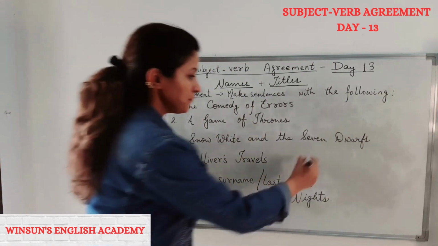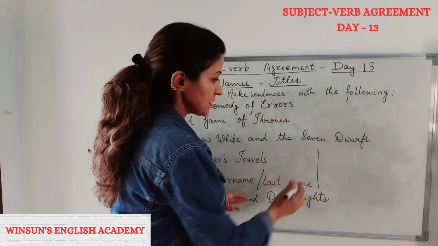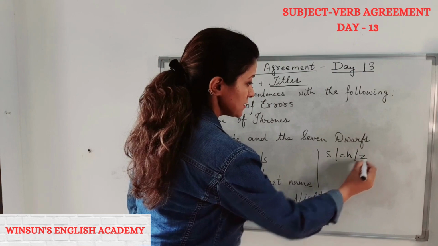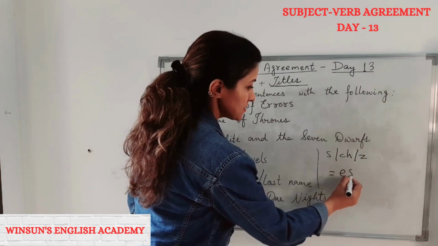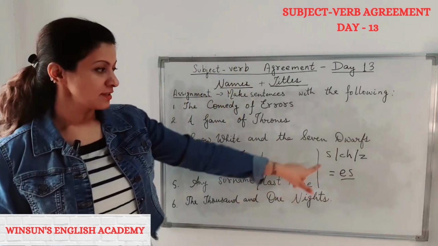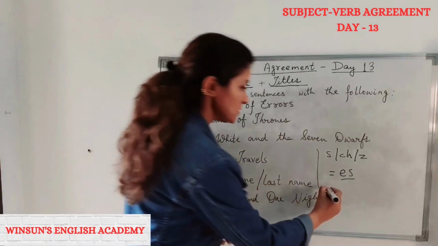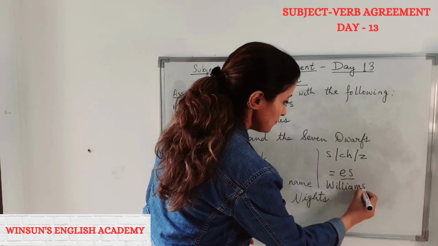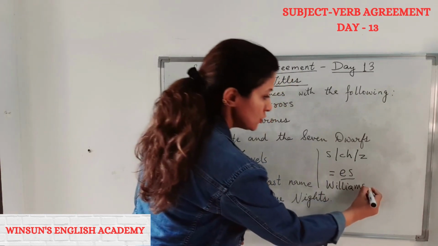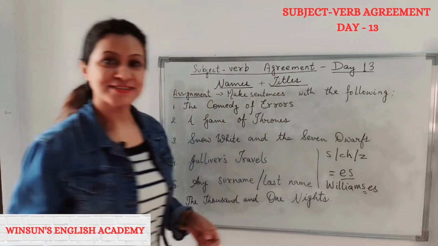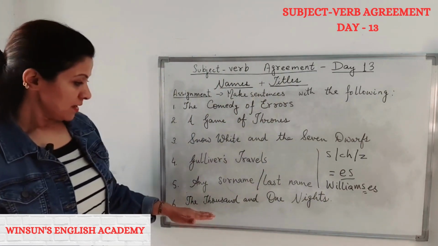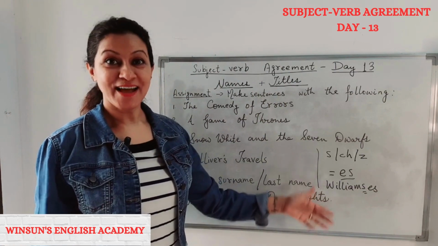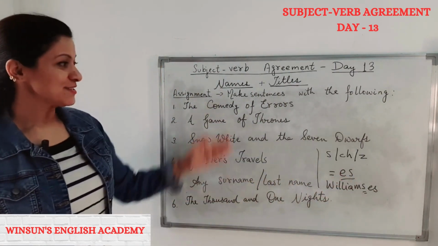Now remember, surnames or last names that end in S or CH or Z always take ES. Like I showed you, Williamses, because Williams is the last name. It already has an S, so we will add ES. And this one, The 1001 Nights, is also known as The Arabian Nights. So this is your assignment.